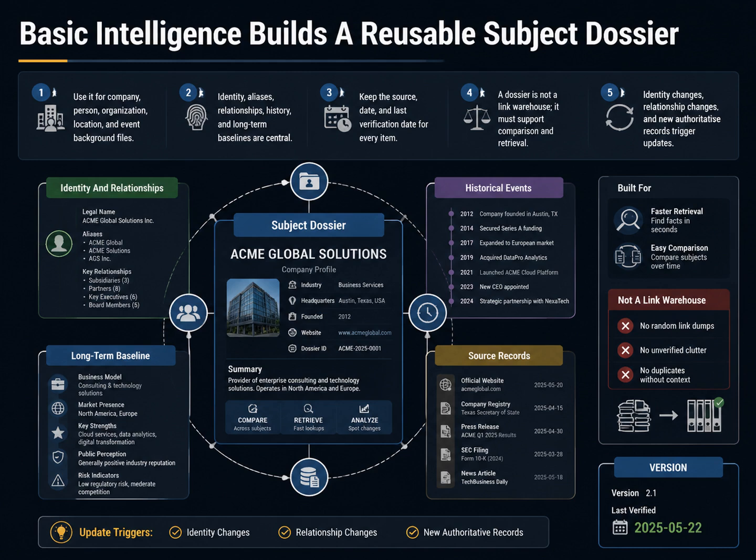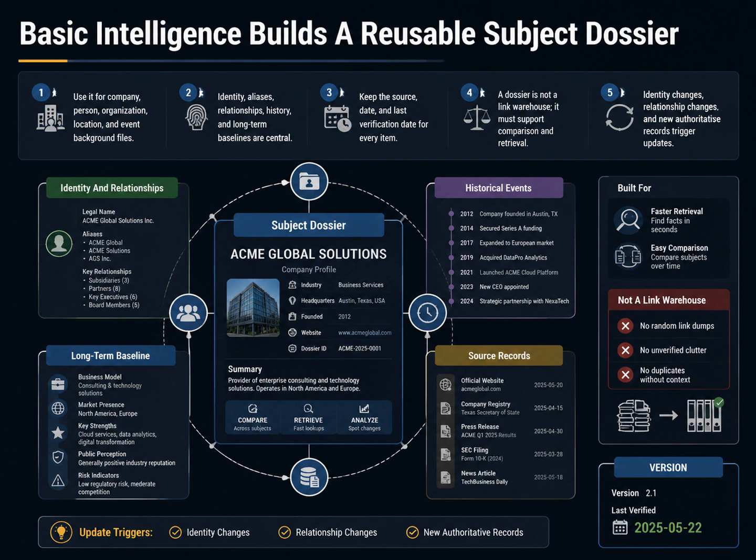Basic intelligence is not today's news. It is the subject file that future investigations can reuse. A company dossier should include the legal entity, aliases, subsidiaries, business lines, executives, official channels, important historical events, and long-term data. Each item needs a source, a date, and a last verified date. 6 months later, those details tell you whether a relationship is still current. A folder full of links is not a dossier.